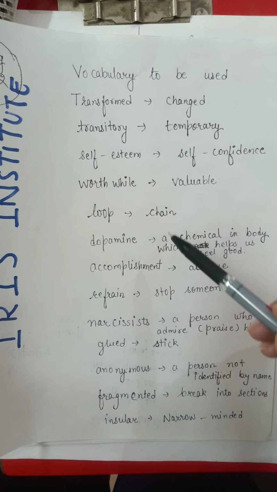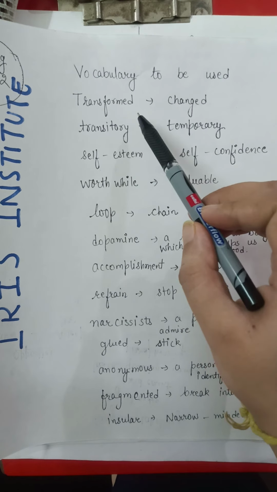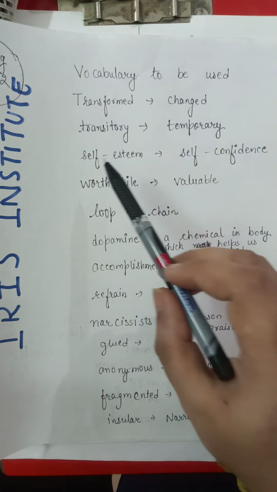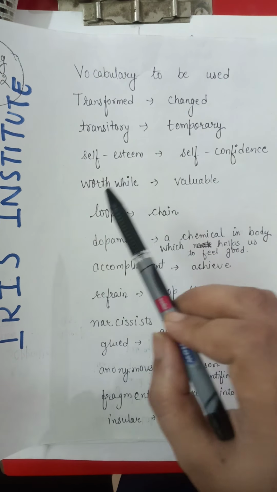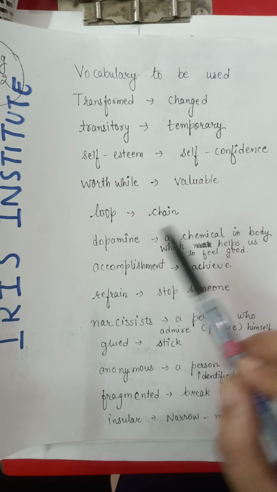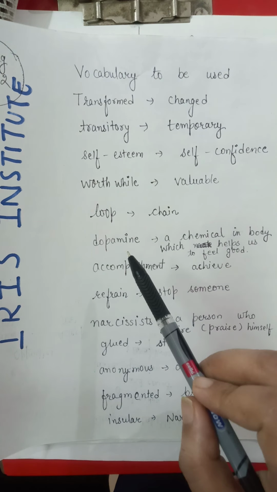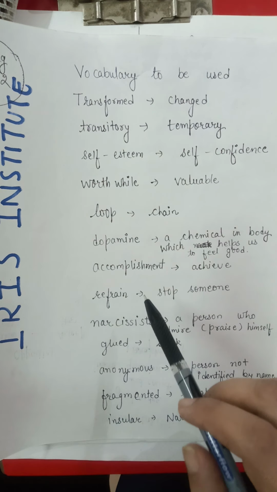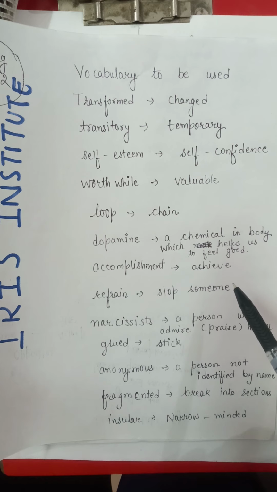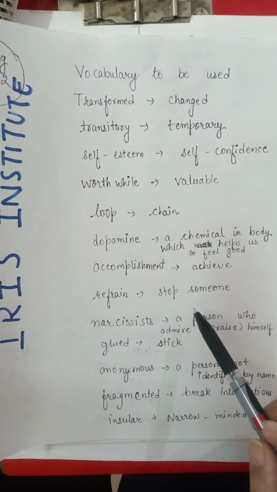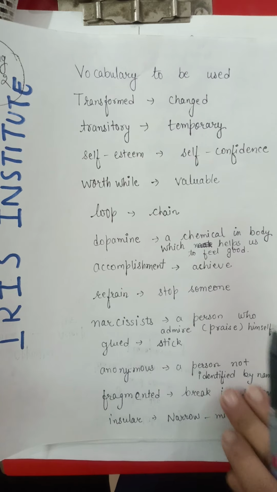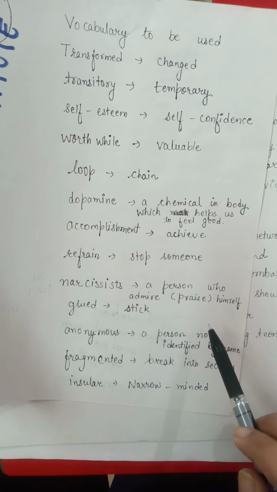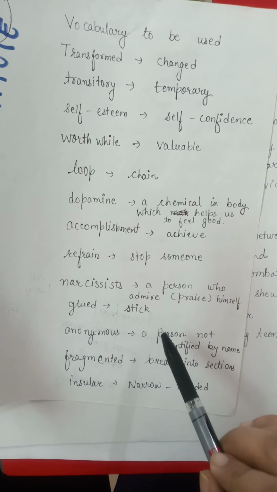The vocabulary which is to be used in this essay: transformed means changed, transitory means temporary, self-esteem means self-confidence, worthwhile is valuable, loop means chain, dopamine is a chemical in our body which makes us feel good. Accomplishment means to achieve something, refrain means stop someone, narcissist is a person who admires himself a lot, who praises himself a lot. Glued means to stick.